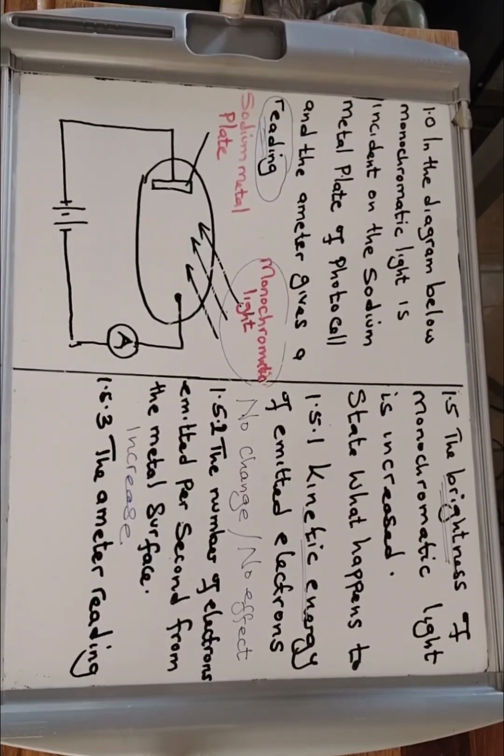Then comes question 1.53. It says you are increasing brightness or intensity of the radiation. What is the effect on the ammeter reading? To answer this question, you have to know what the ammeter reads. The ammeter reads current. And actually, to you as a scientist, what is current? Current represents the rate of flow of charge, or simply the number of charges moving per unit time.